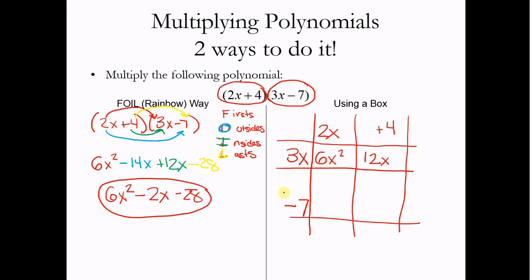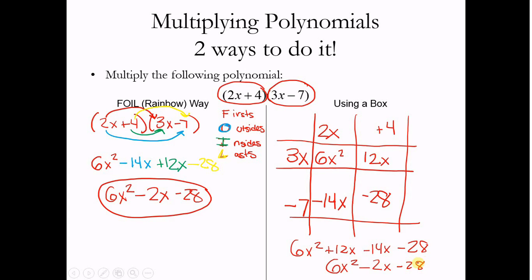Now I have 2x and negative 7. They make up this box that I need to fill in. 2 times negative 7, that's negative 14x. And negative 7 times 4, that's going to make this box negative 28. Notice how I got the same exact answers over here. So we have 6x squared plus 12x minus 14x minus 28. Combine our like terms here: 6x squared minus 2x minus 28.